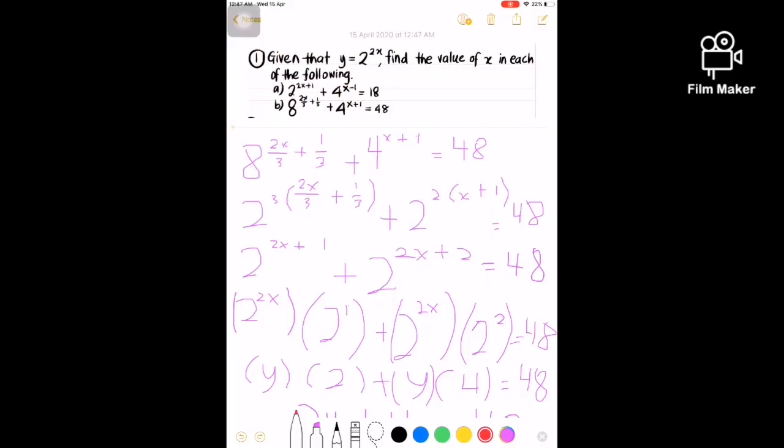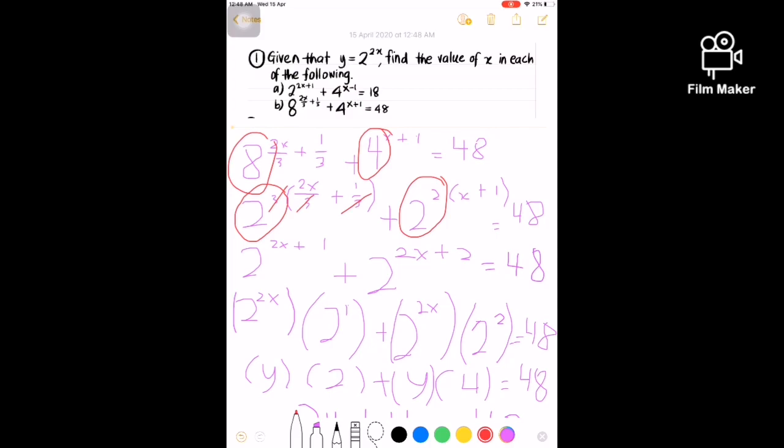Bismillahirrahmanirrahim. So now we are going to solve b, which is 8 to the power of 2x over 3 plus 1 over 3 plus 4 to the power of x plus 1 is equal to 48. So first, kita kena samakan base 8 dengan 4. 8 dengan 4 ni, dia ada dalam base kalau benda tu nombor base tu 2, which is 8 tu equal dengan 2 to the power of 3 dengan 4 tu equal dengan 2 to the power of 2. Lepas tu 3 ni sama dengan yang kanan ni, so dia boleh potong.